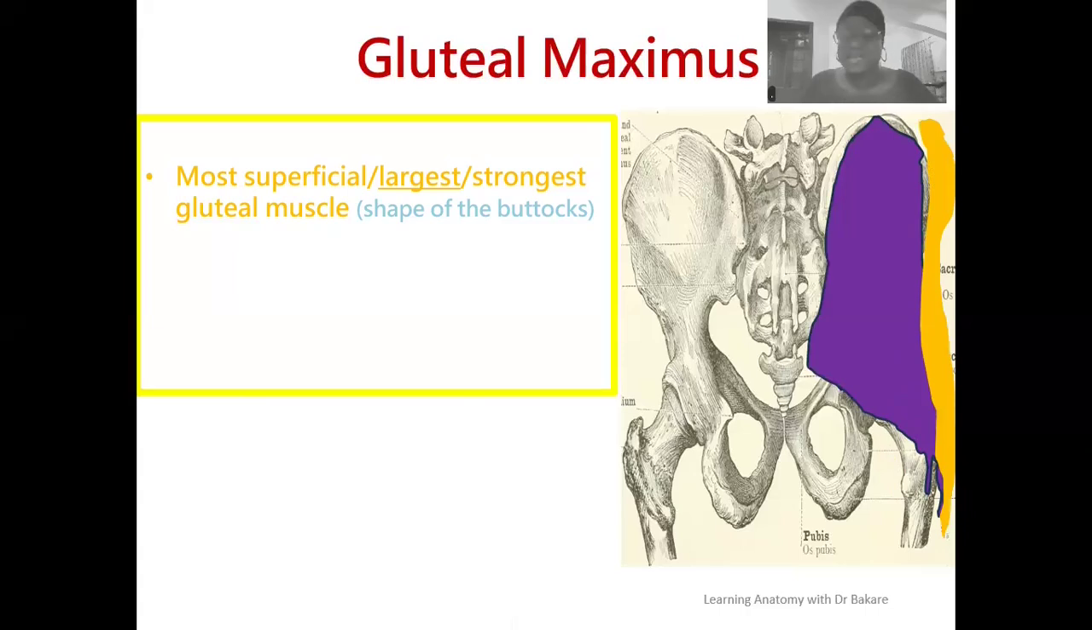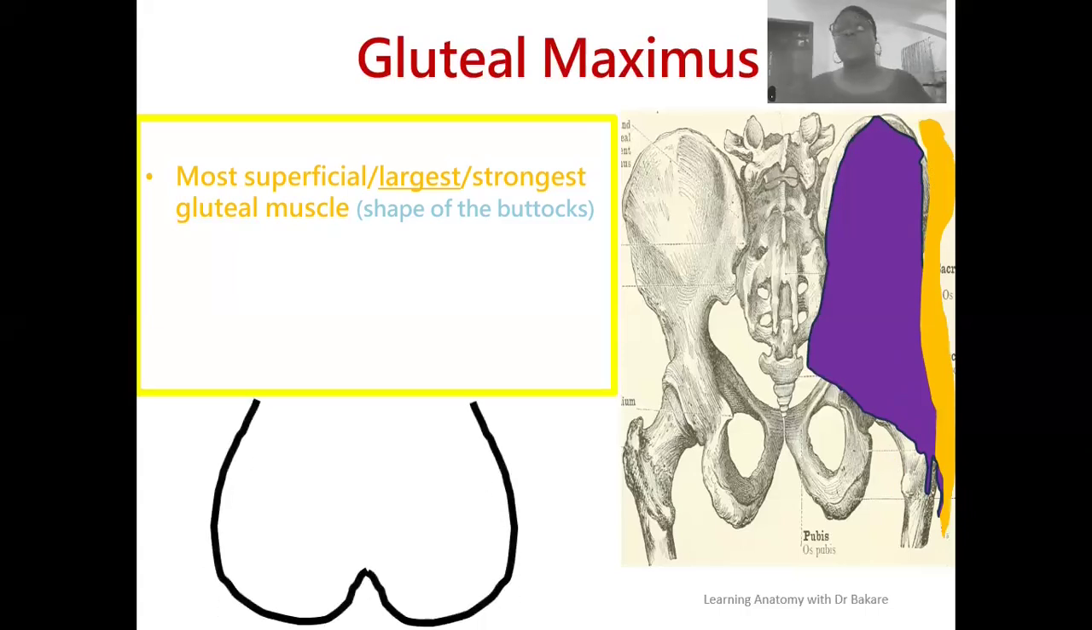This gluteus maximus is responsible for the shape of the buttocks. Remember, we said that this muscle is the largest and the most superficially placed muscle. So this muscle is seen to contribute to the formation of the contours that are created around the gluteal region. And this is why it is seen to be responsible for the shape of this region.